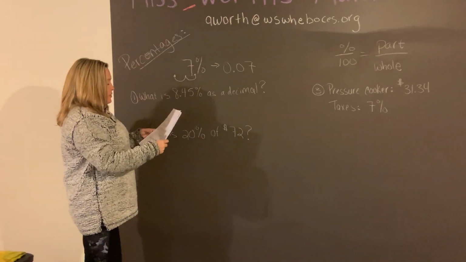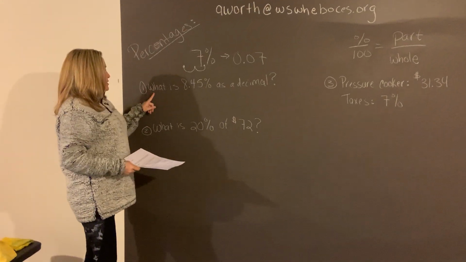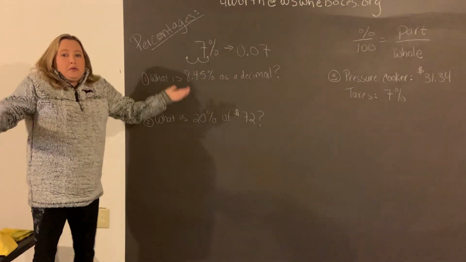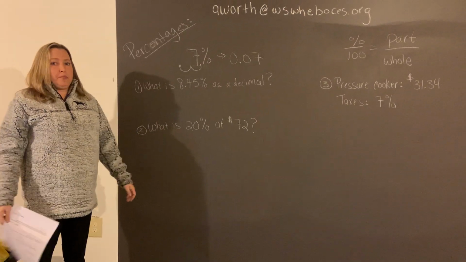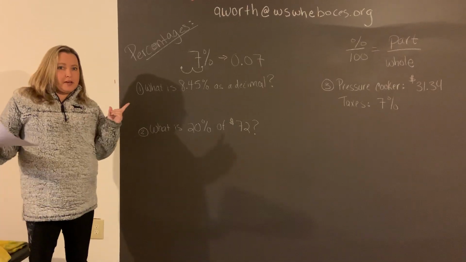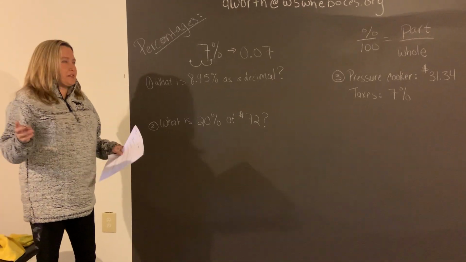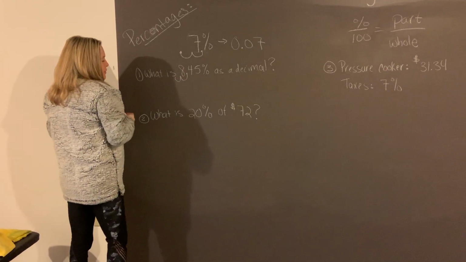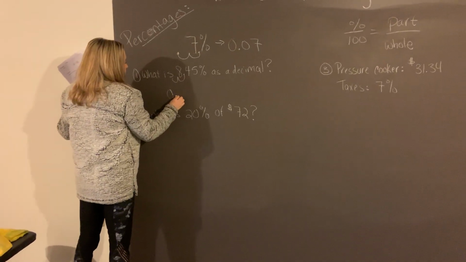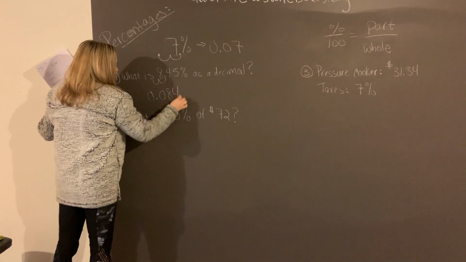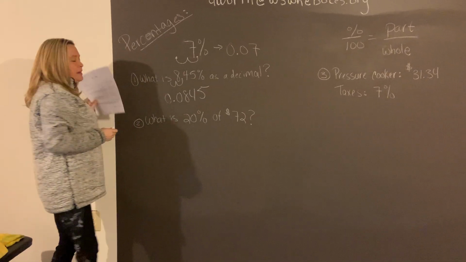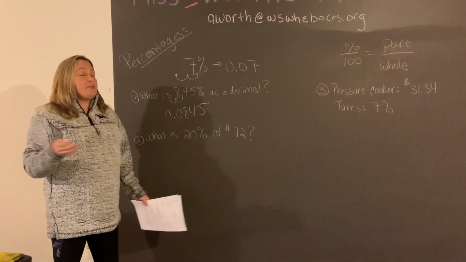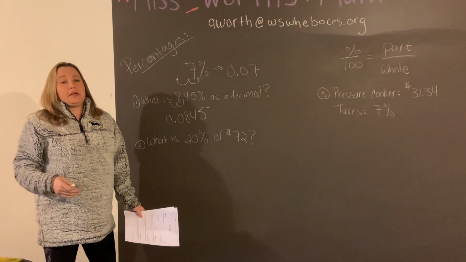If we look at our examples, the first one says, what is 8.5% as a decimal? We know this, we've done this. Changing a percent to a decimal: to the left, to the left. Over twice. So as a decimal, I got 0.085. Again, this is something that we've talked about quite a bit, so I'm not going to spend much time on it. If you have any questions, please let me know.